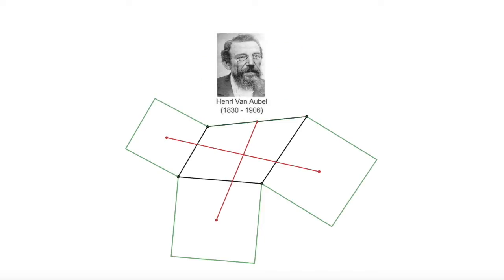This is called Van Obel's theorem, published by Dutch mathematician Henri van Obel in 1878. There are a few different ways to prove it. The one I find most elegant involves expressing each of the 2 perpendicular lines as the sum of certain vectors.